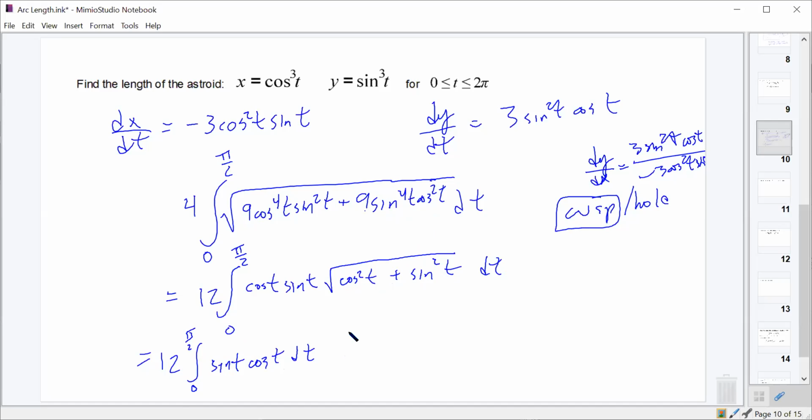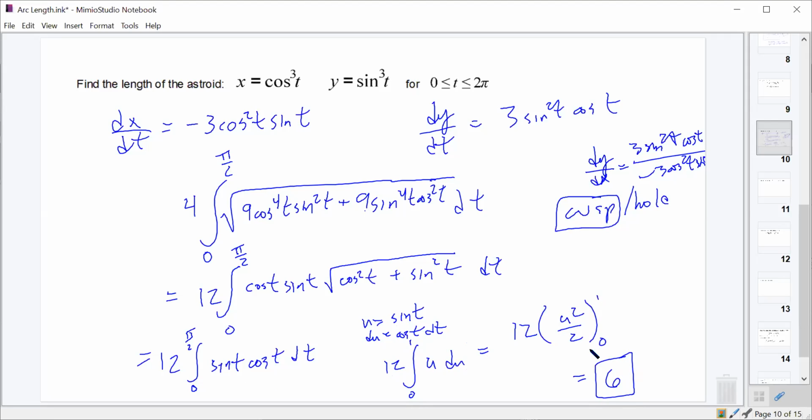And now this is just a simple u substitution with u equal to sine t. du is cosine t dt. This becomes 12 times an integral of u du. And now we change our limits. Sine of 0 is 0, and sine of pi over 2 is 1. So we just end up with 12 times u squared over 2 from 0 to 1, which is what? 12 times a half minus 0, or 6. So it's a total of 6 units long. Good or no?